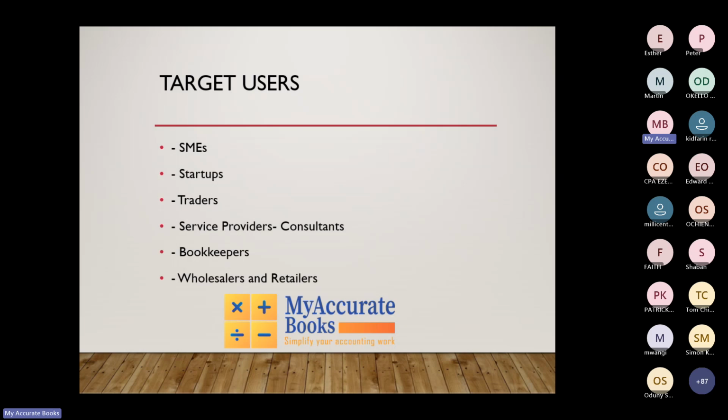I think in my database, I have over 30 consultants who are using My Accurate Books and are always in consultation with us. We have bookkeepers. In fact, I think around 80 bookkeepers are already using this system within Kenya. And when it comes to wholesalers and retailers, these are the most users that we have. At the moment, the system has around 300 users within Kenya.